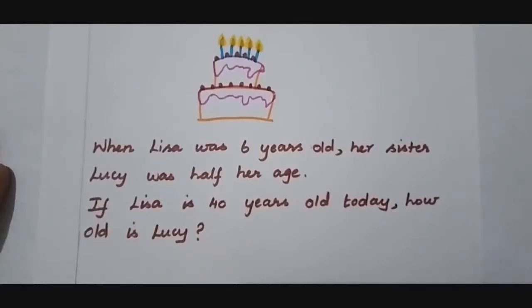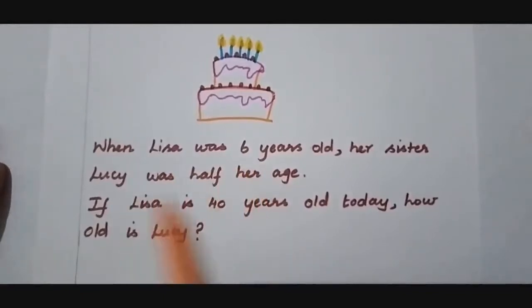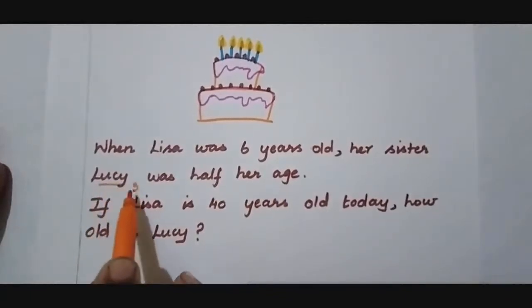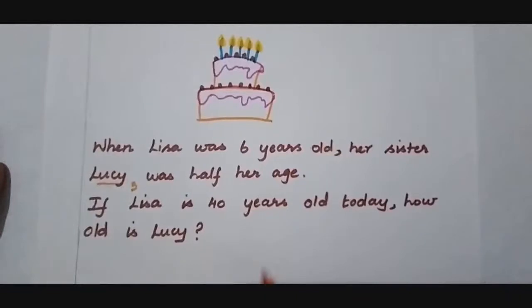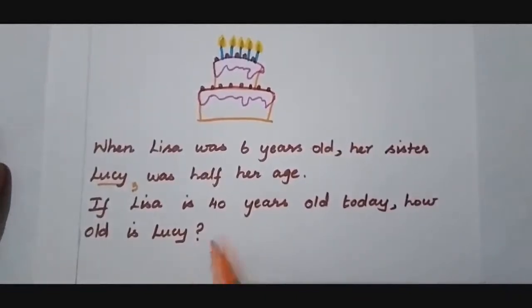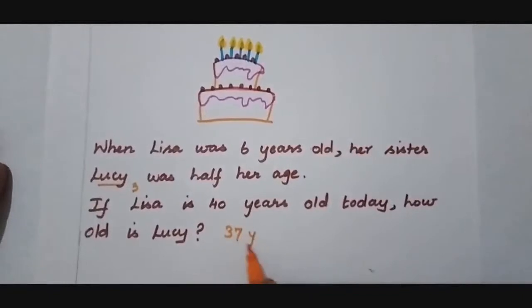Yes, the answer is 37 years old. How did you find the answer? When Lisa was 6 years old, her sister Lucy was half her age. When Lisa was 6 years old, what was Lucy's age? Yes, obviously, she was 3 years old. So the difference between Lisa and Lucy is 3. Now, Lisa is 40 years old today. So, Lucy is 37 years old.